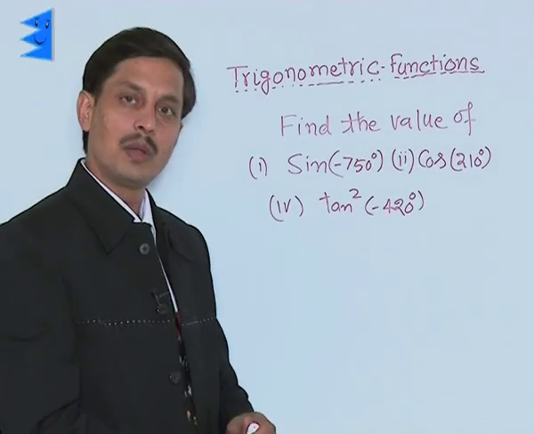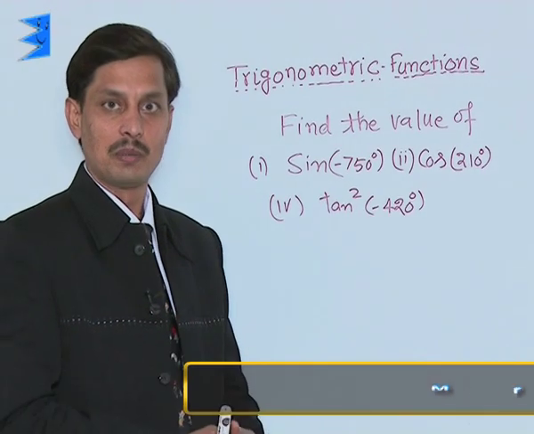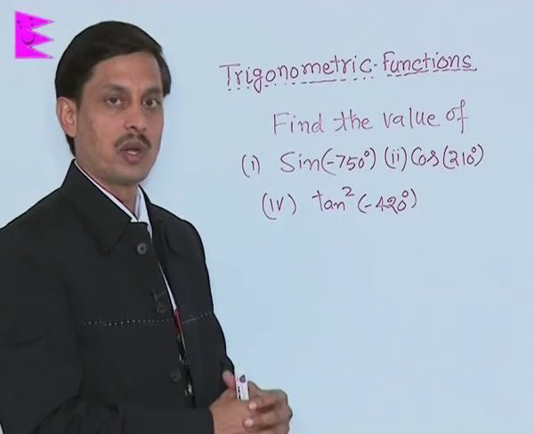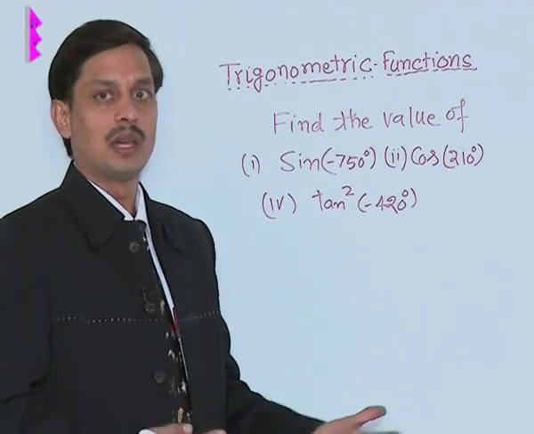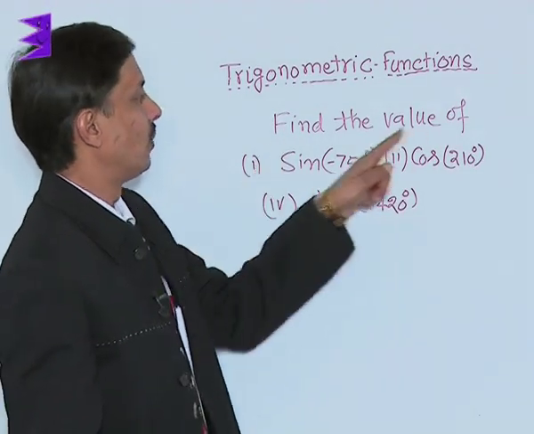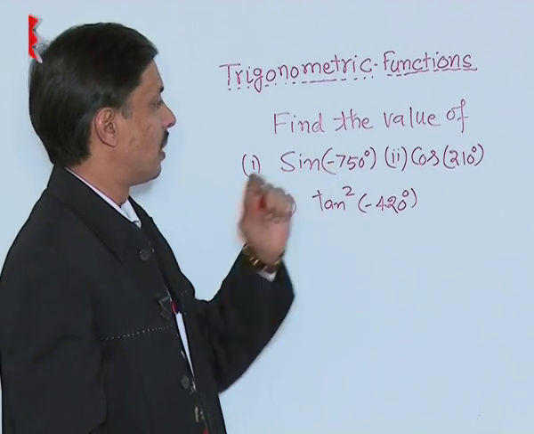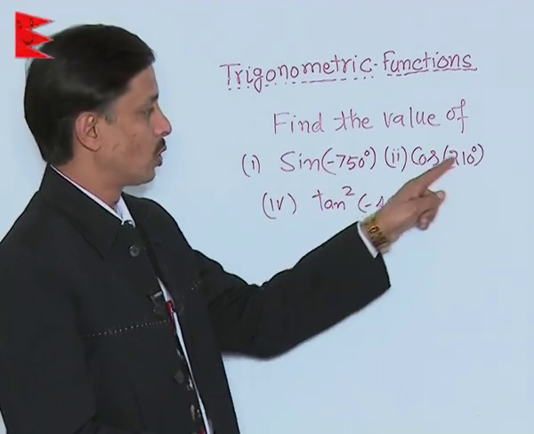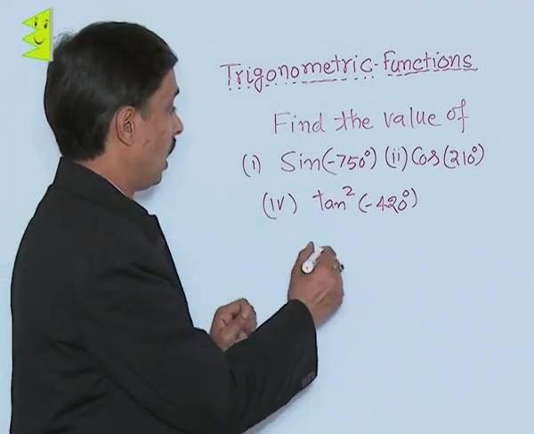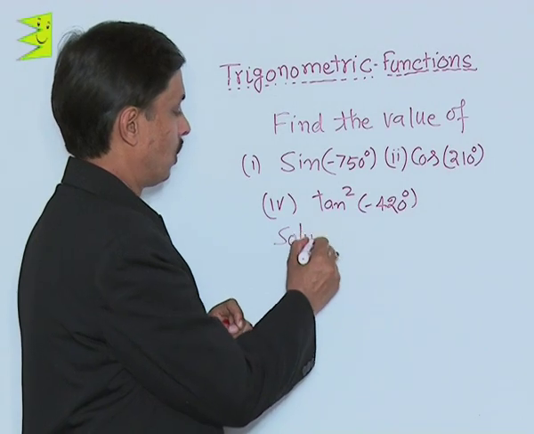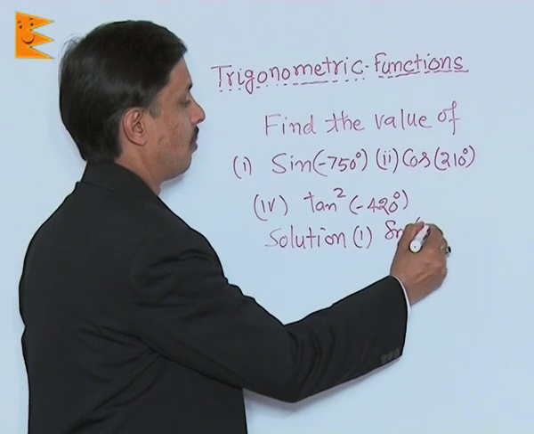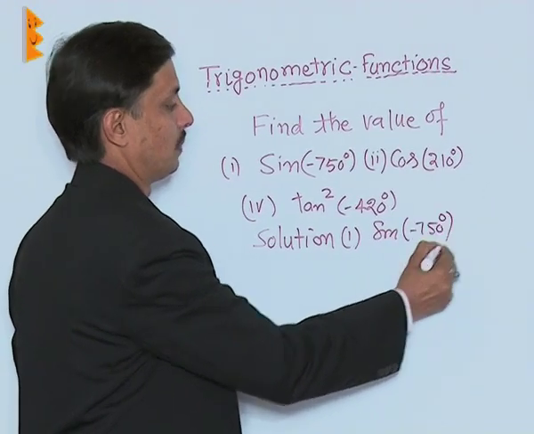Now I want to share with you a few questions, a few problems related to angles which are not in the first quadrant. That is the type of angles we have discussed other than that. First find the value of sine of minus 750 degree, cos of 210 degree, tan square of minus 420 degree. Solution: the first part is sine of minus 750 degree.